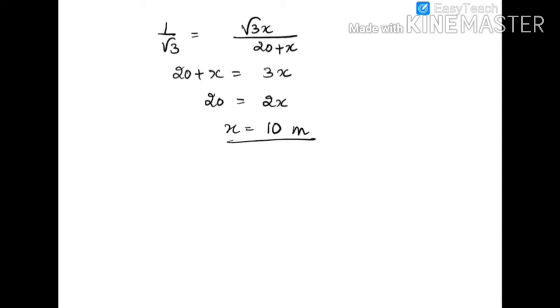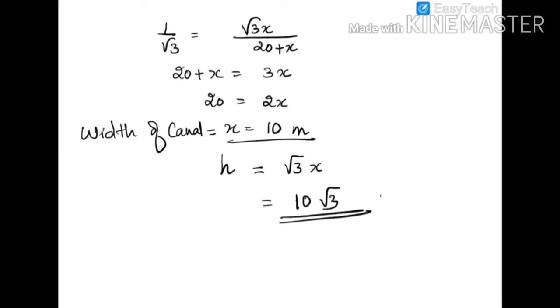So x is representing the width of the canal, which is 10 meters. And now we can find out the height of the tower, which is root 3 times x. That will be 10 root 3 meters.